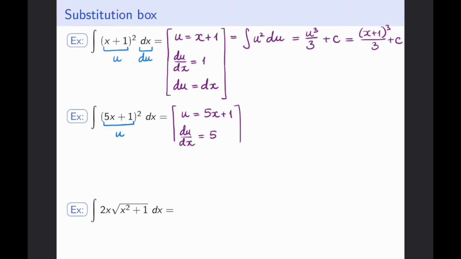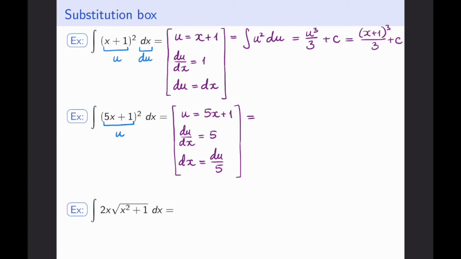The derivative of 5x is just 5. The derivative of 1 is 0, so just 5. And again, while this is a nice enough expression, what I actually need is dx by itself. So I'm going to solve this for dx. From here, you can cross multiply. You will see that dx is equal to du divided by 5.